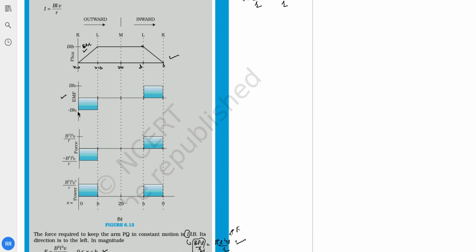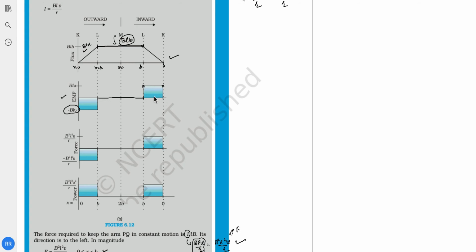And for the EMF, you have seen in the mathematics that we have done related to it, that for this region this is equal to minus BLv, and when x will become equal to b, after that there is no change in flux, because from here to here the flux is constant, that is BLb. In this region flux is BLb. So if the flux is constant, there is no change in flux, then EMF is equal to 0 in this region. And when the rod is coming inward from x is equal to b to 0, what will happen then?